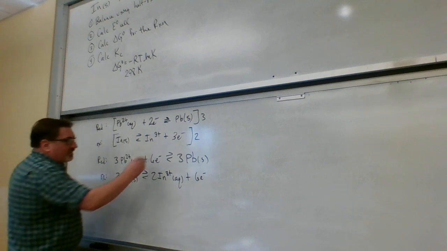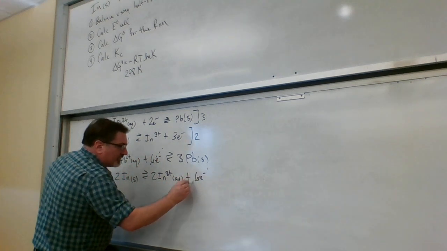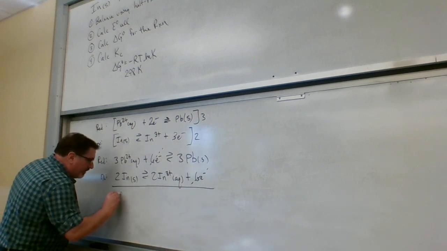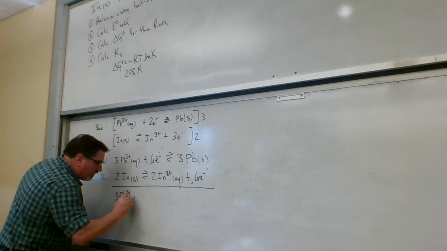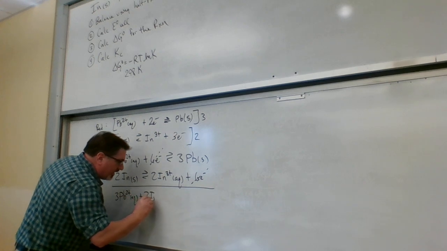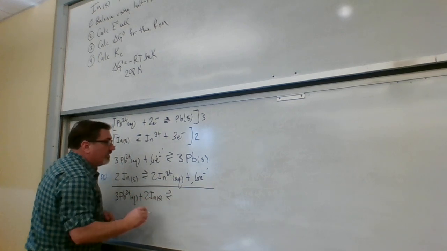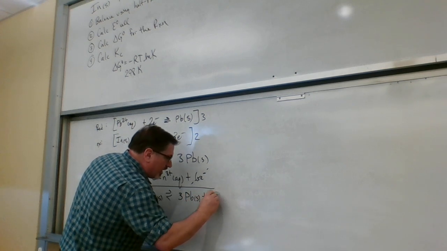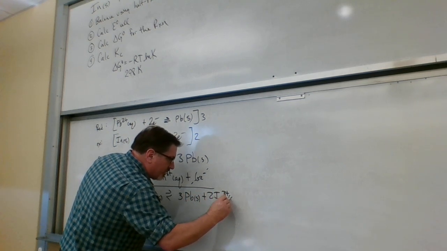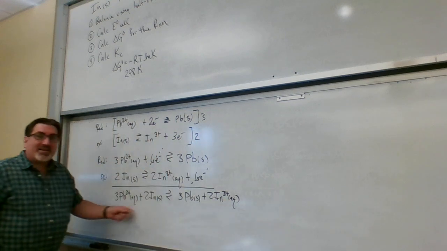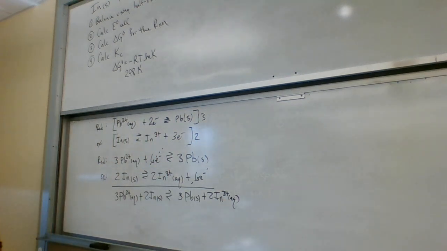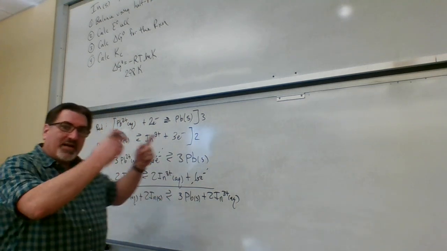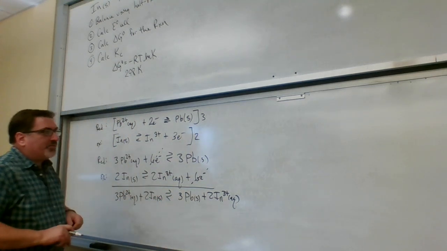Now we're ready to cancel our 6 electrons on both sides and balance our equation. 3 Pb2+ plus 2 In as a solid makes 3 Pb as a solid plus 2 In3+. So there's our balanced electrochemical equation. If you have trouble getting there, pause the video again and go back and work through it. Kind of see if you can see what you did wrong the first time.